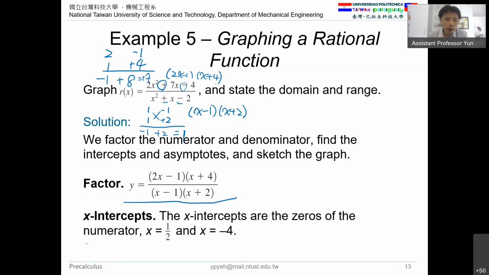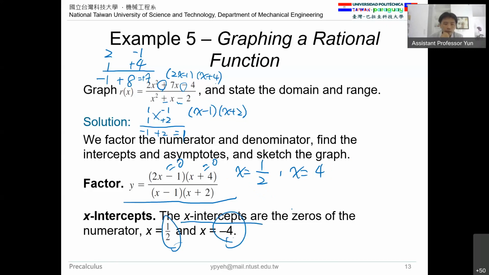And then next we find the x-intercepts. For the x-intercepts, we simply let the numerator become 0. So we can see the x-intercept will be at x equal to 1 divided by 2, and also when x equals negative 4, these will be the zeros of the numerator, so the x-intercepts are at these two points here.